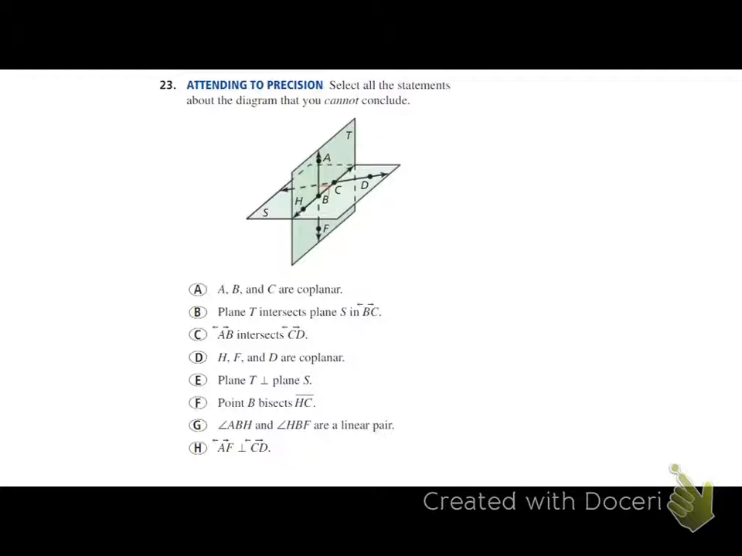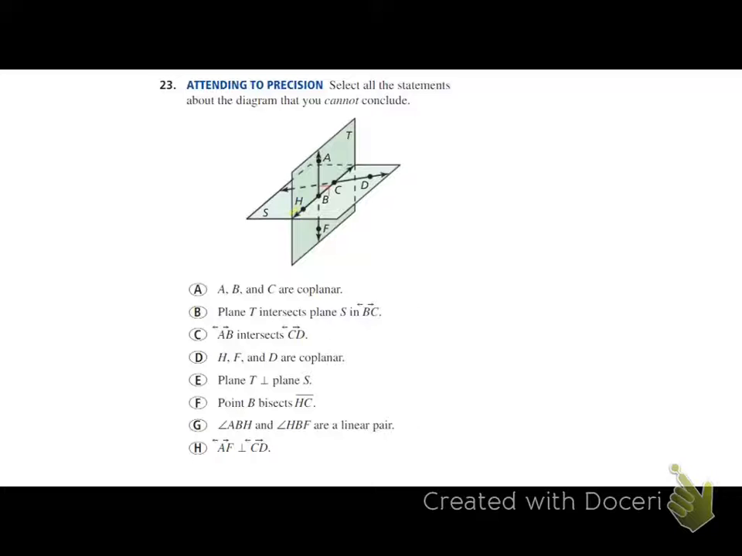Ten, 9, 8, 3, 2, 1. Ding, ding, ding. So, select all the statements about the diagram you cannot conclude. So let's decide. The first one, it says A, B, and C. No, A, B, and C are coplanar. What does coplanar mean? They're on the same plane.